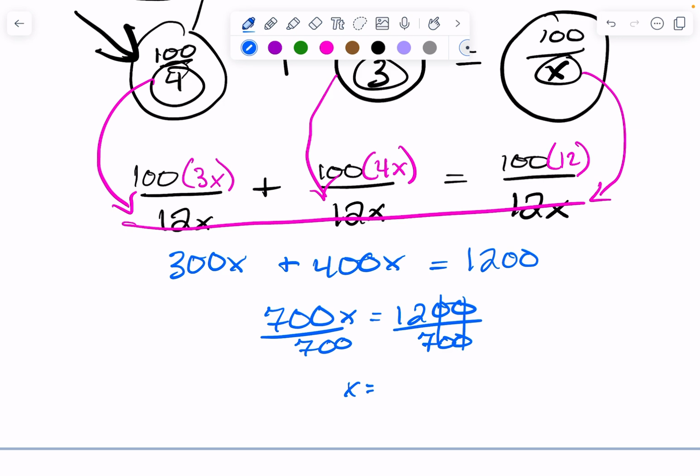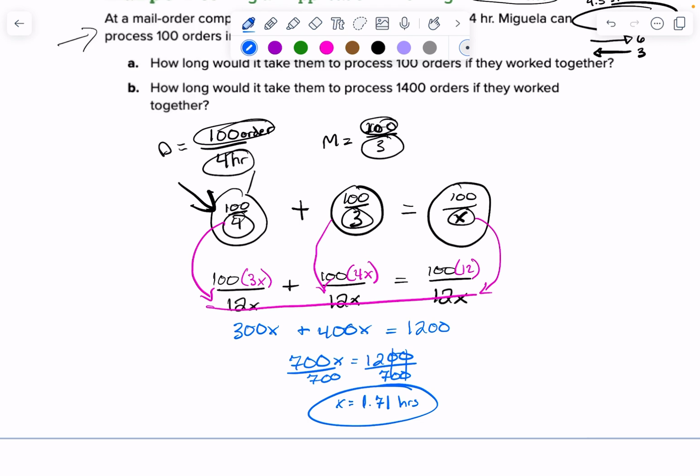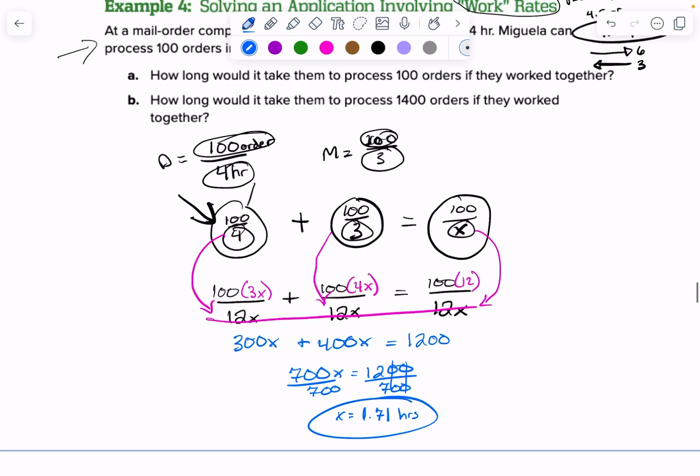I'll do it as a decimal, I guess. 12 divided by 7. That is 1.71 hours. Is how long it would take if both people work together. So that's how that works. Now, again, I could have reduced some of those things, whatever, but I just left it the way that it was. If I don't want to have to think about reducing, that's totally fine.